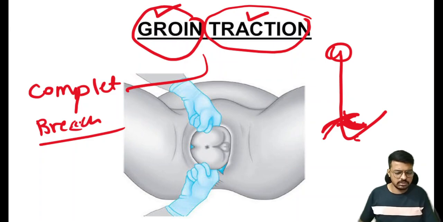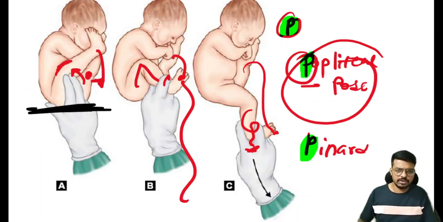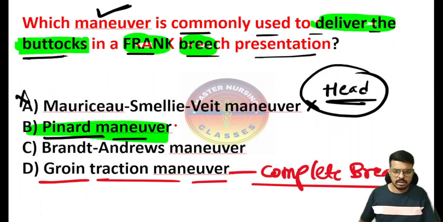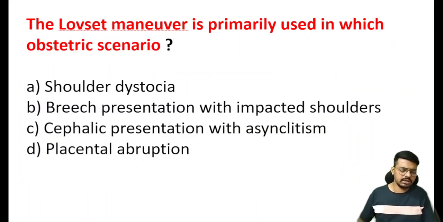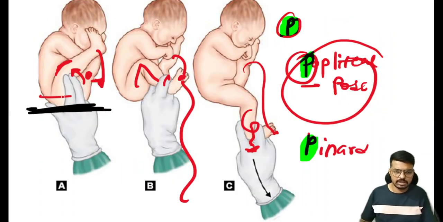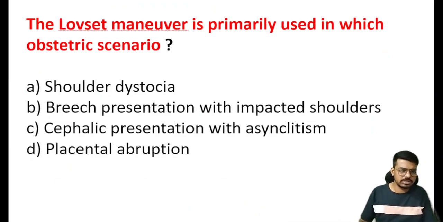Very, very importantly, in the frank breech we have to go for the Pinard maneuver. In the complete breech, we have to go for the groin traction maneuver. Now the buttock of the baby has been delivered. The next part we have to deliver is the shoulder of the baby. Now give the answer for this one.